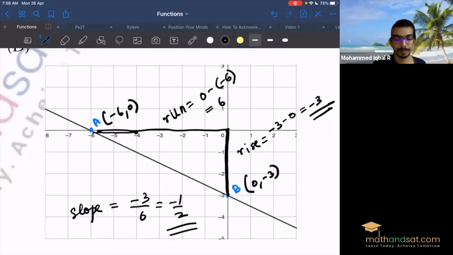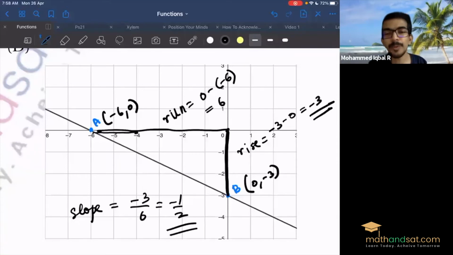Minus 1 by 2. Now what is the summary? Summary is very simple. You can take any 2 points, A and B, as per your convenience. You travel from A to B or B to A, as per your convenience. The answer will not change.